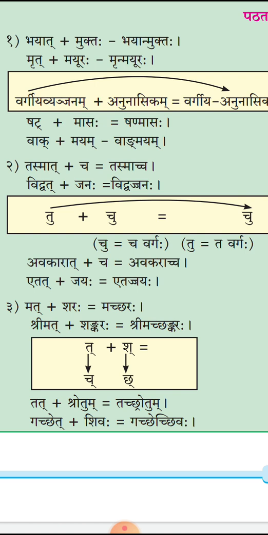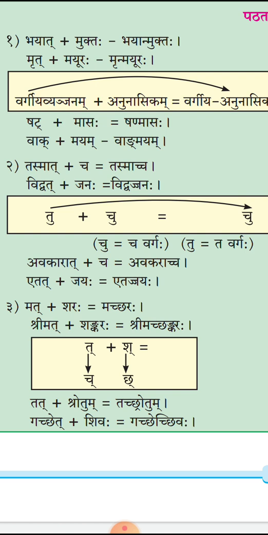Next example is tat plus shrotum. Here also at the end of tat we have ta halanta and it is followed by shrotum. So this ta halanta will be substituted by cha halanta and sh will be replaced by halanta cha and the answer will be tat shrotum.